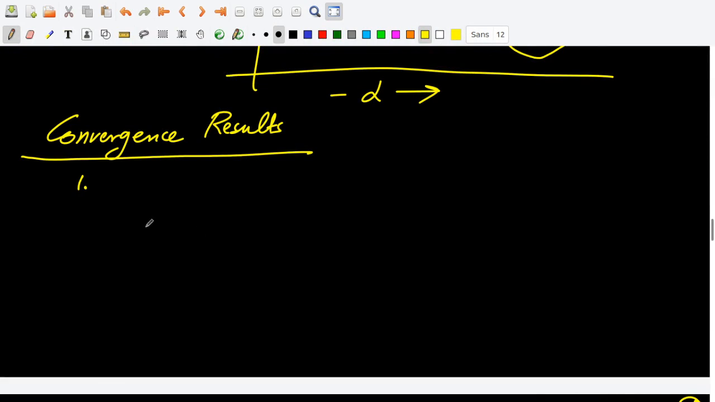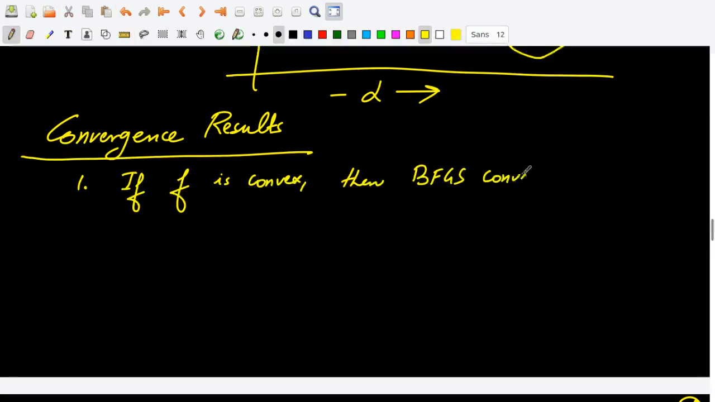So the first result is that if our given function f is convex, then BFGS converges superlinearly. Okay, so not only does it converge to the local minimum, but also much faster than linear convergence.